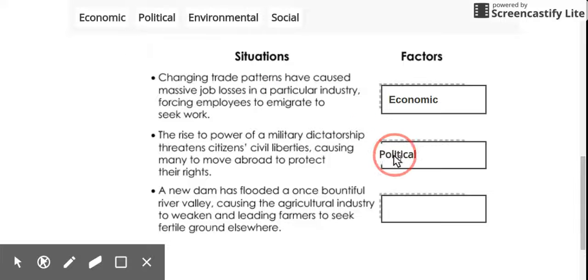This would be political. This one, next one, a new dam has flooded the river valley, causing the agriculture industry to weaken. When we look at natural disasters, flooding, things dealing with the weather, the climate, that's environmental.